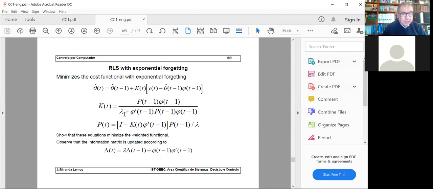But on the other hand, you are making P decrease because you are receiving data. Okay? So your P is decreasing because you are receiving information from data. But on the other side, it's increasing. There is an increasing effect because you are dividing by lambda here. So if you want the algorithm to converge, the data must be informative enough on the parameters.